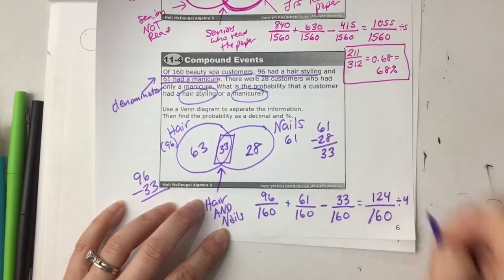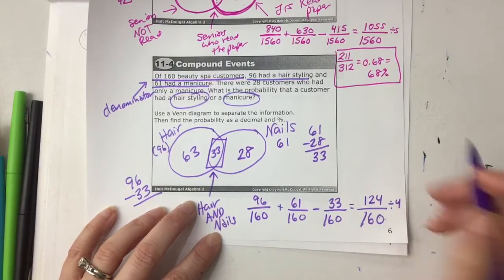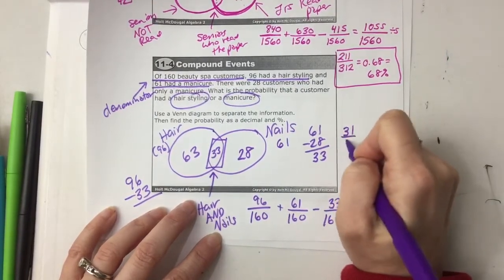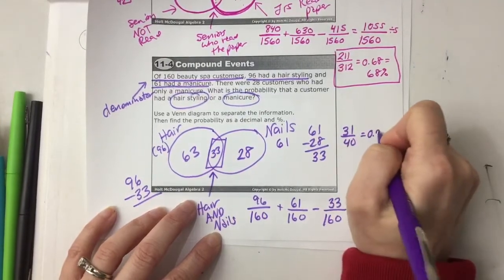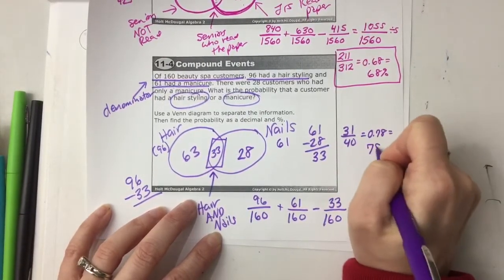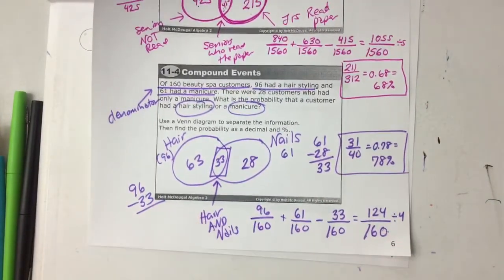I can reduce this by dividing both top and bottom by 4. 124 over 160 in reduced form is 31 over 40. 31 divided by 40 is 0.78, which is 78%. Okay, so that's where we are going to end for 11-4.